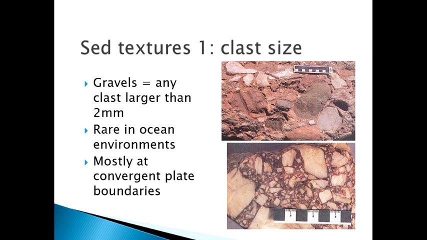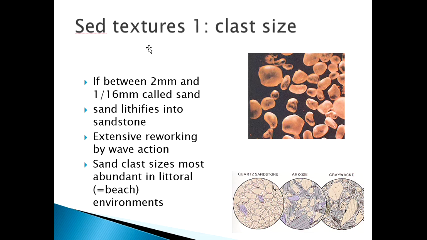So these are gravels. If, though, and put stars by this, emphasize this, if you're looking at clasts between 2 millimeters and 1/16 of a millimeter, well, that's sand. And the oceans have lots of sand. So sand clast sizes are the most abundant in the littoral, which are the beach environments.